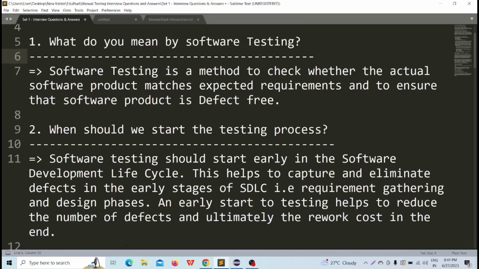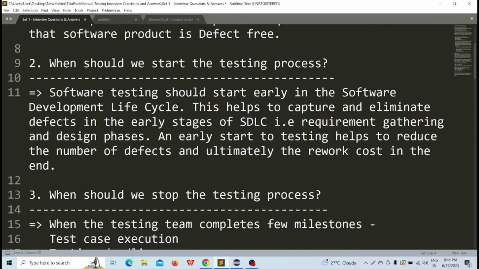Now the next question, number 2: when should we start the testing process? Is there any particular time when we can go for testing? Software testing should start early in the software development life cycle, and this helps to capture and eliminate defects in the early stages of SDLC, that is, the requirement gathering and design phases. An early start to testing helps to reduce the number of defects and ultimately the rework cost in the end. Okay, so this is the time when we start our testing process.